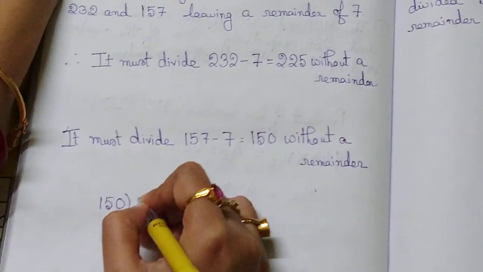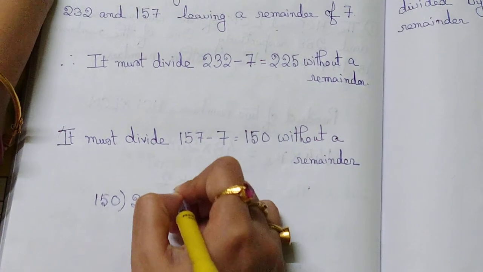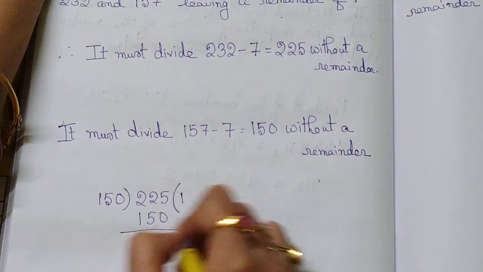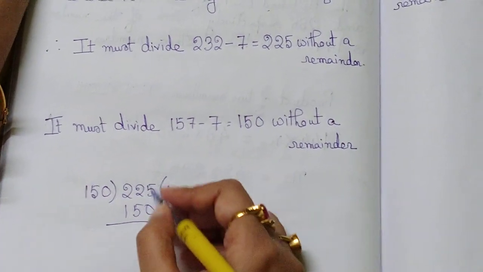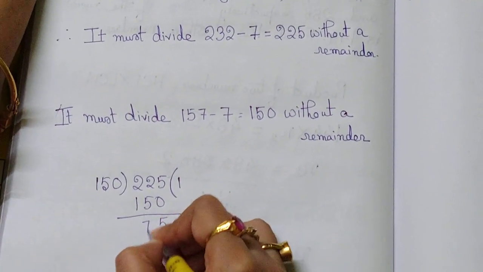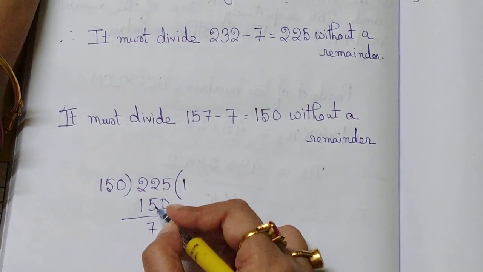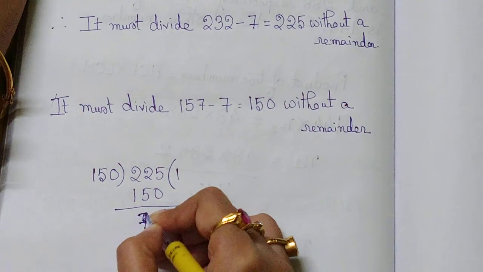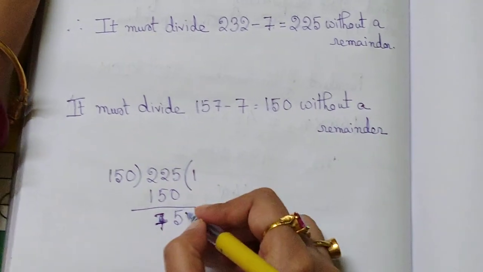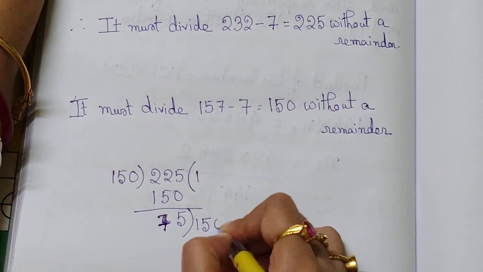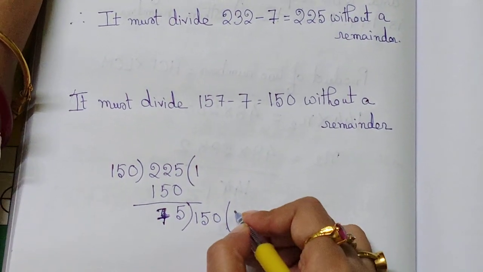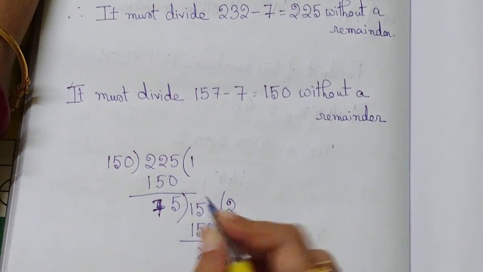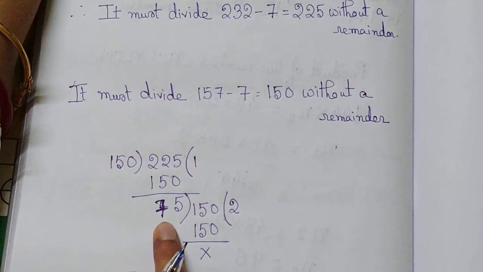So 150, 225. 150 ones are 150, because 2 is 300, it will be more. So 5 times 15 is 75. Again I will divide 150, that is 75 2s are 150. So my answer will be this one, that is 75.